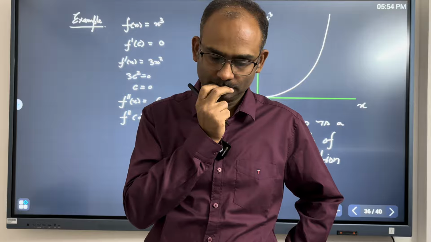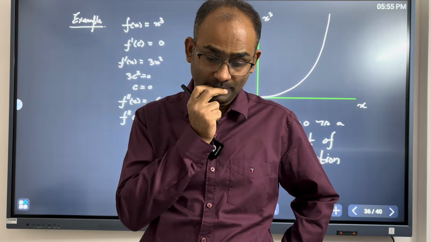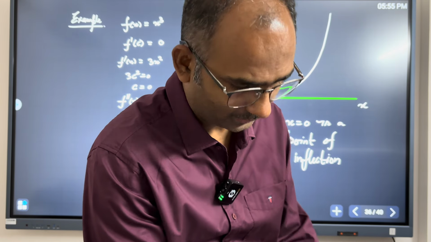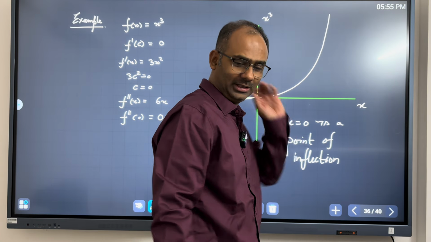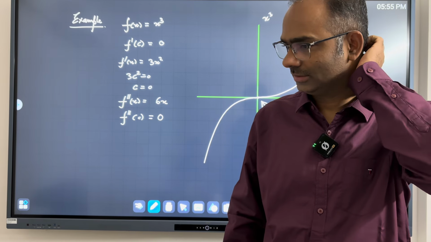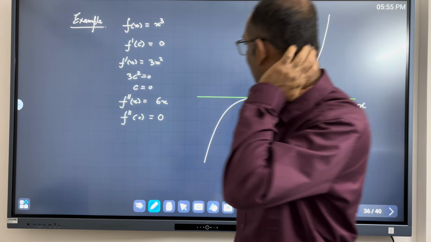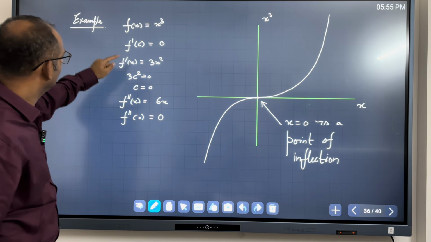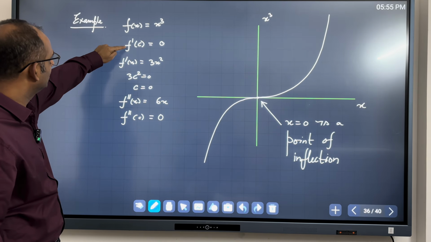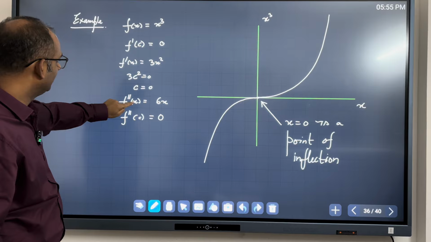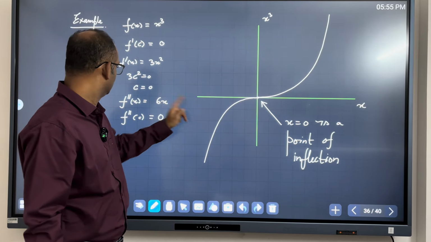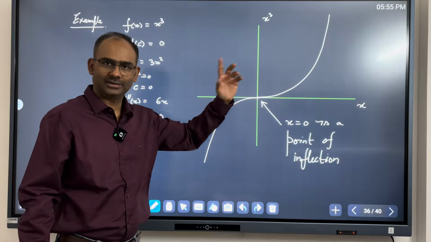Now, maybe I should... Okay, maybe I'll not tell you. Or maybe I should just see here. Look at this. First derivative is 0 at x equal to 0. Second derivative is also 0 at x equal to 0. And then you see you get this.